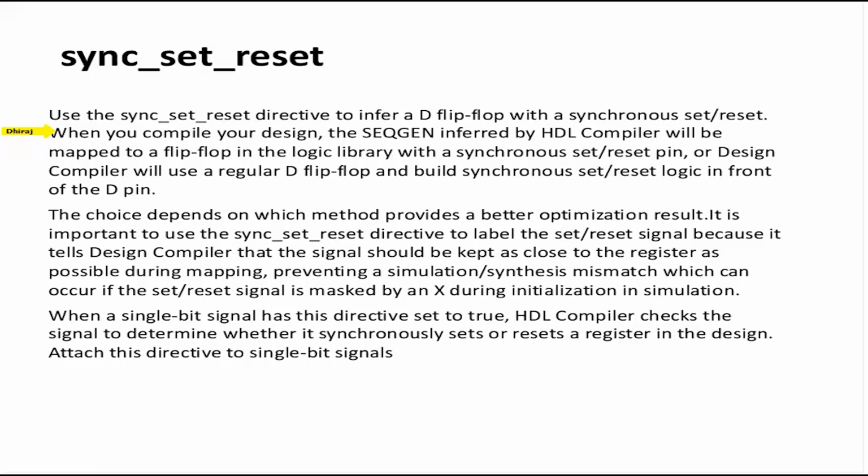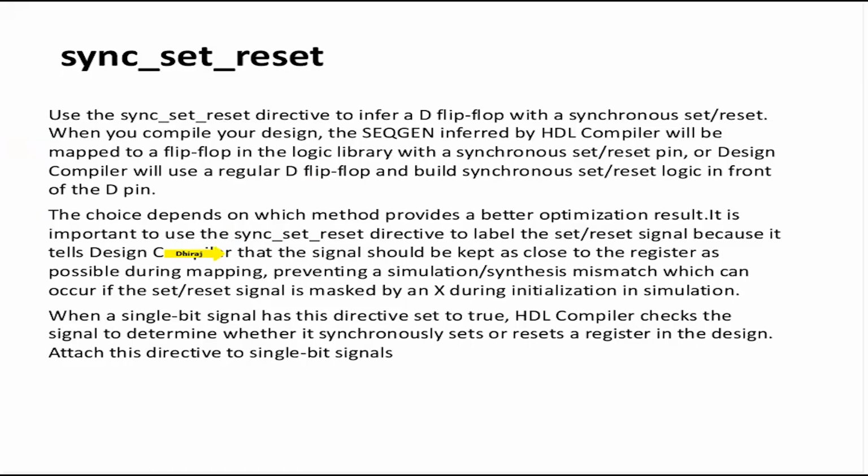Or if your library does not contain a flip-flop with a synchronous set reset, then Design Compiler will use the regular D flop and build the synchronous set reset logic in front of the D pin. The choice depends on what method will provide a better optimization result. It is important to use this directive to label because it tells DC that the signal should be kept as close to the register as possible during the optimization.